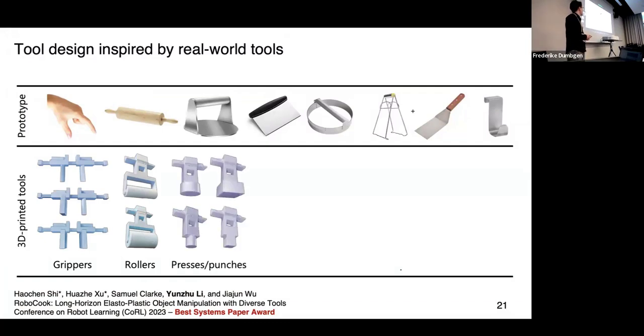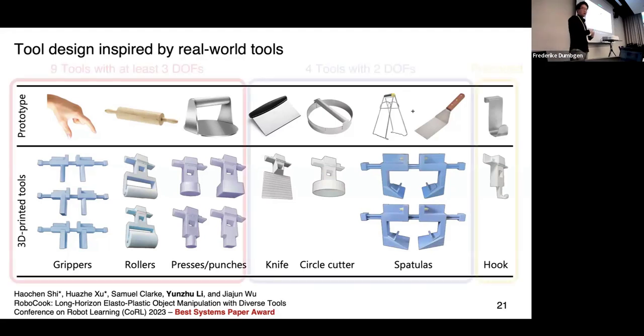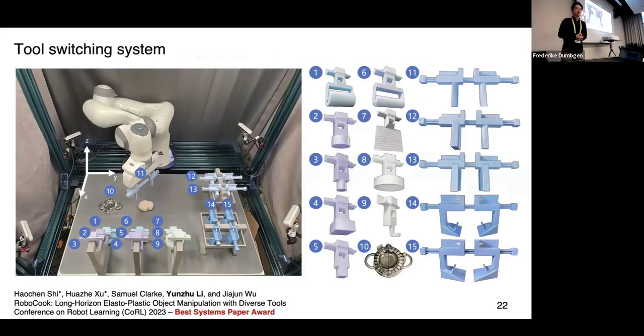And these tools have different types of actuation. Some tools are actuated, for example, the grippers and the spatulas can open and close. Some are not actuated, for example, the pressers and punctures, which can just press and roll into the dough. So some have higher degrees of freedom, some have fewer. We spent a lot of effort designing this set of tools to make sure they work reliably. And here is our setup.